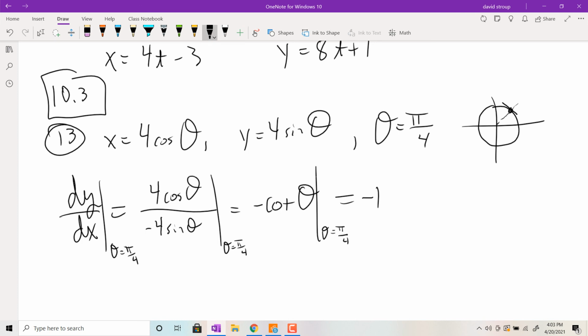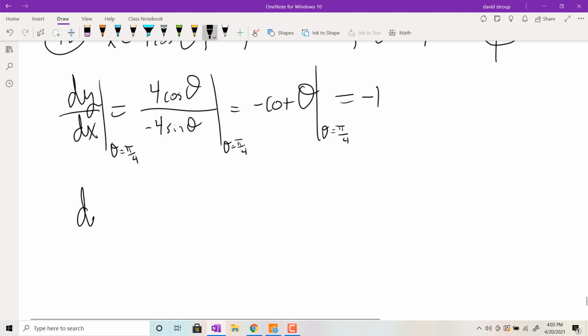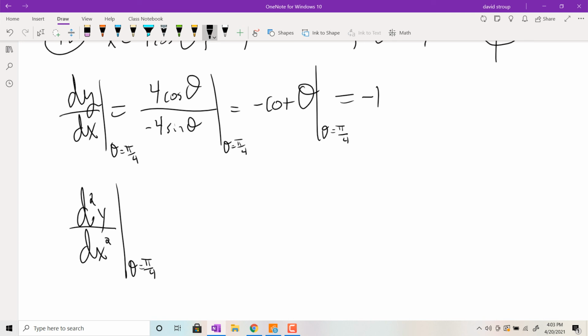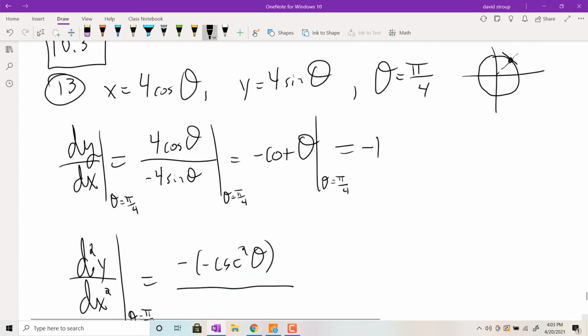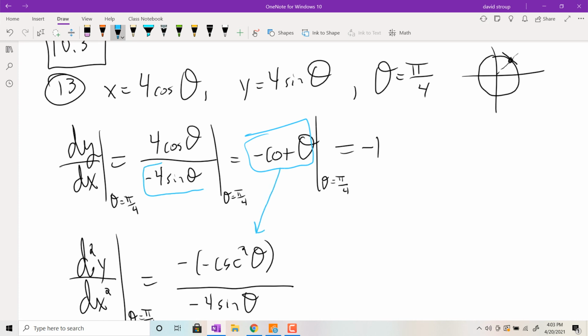Then we need the concavity, so that means do the second derivative, and again evaluate it at pi over 4. To get the second derivative, in the numerator you take the derivative of the first derivative with respect to theta. So you're doing the derivative of negative cotan theta, which is negative cosecant squared theta. In the denominator, you're just putting the derivative of x again, so you're plugging in -4 sine theta. So what did I do? I took the derivative of this thing with respect to theta and put it right there, and in the denominator I put the derivative of x with respect to theta again. Then evaluate it at pi over 4.